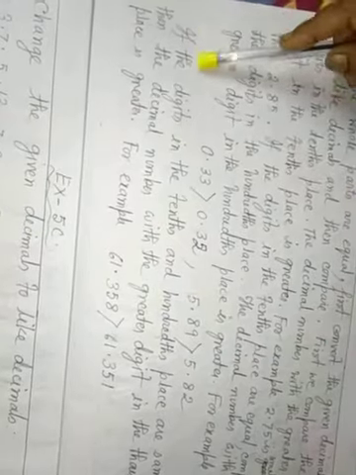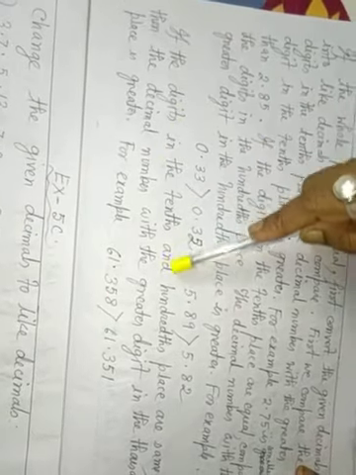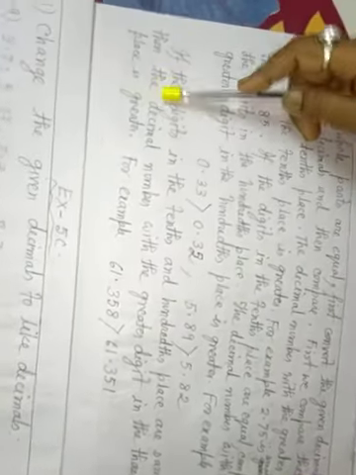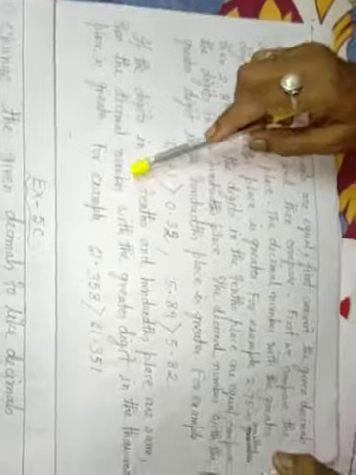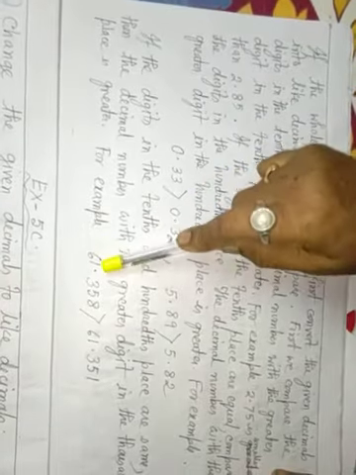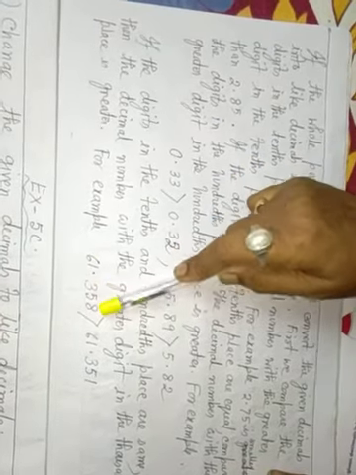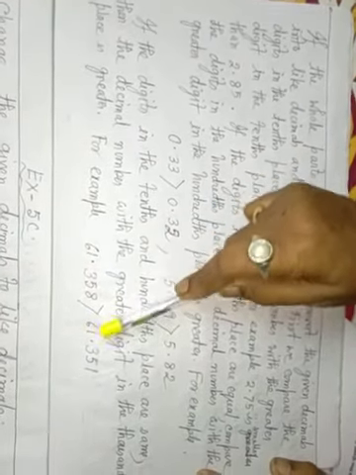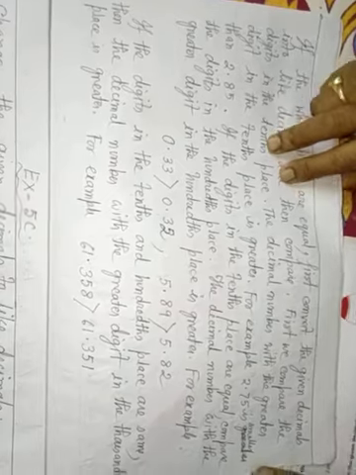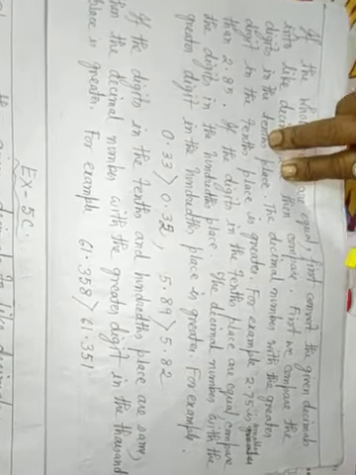Okay. If the digits in the tenths and hundredths places are the same, then the decimal number with the greater digit in the thousandths place is greater. For example, 61.358 is greater than 61.351. Okay, these are the rules. Now I start exercise 5C.